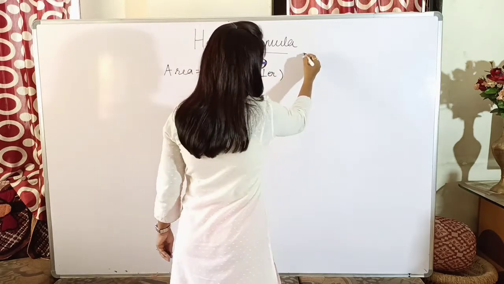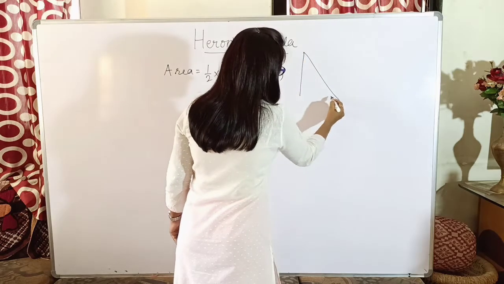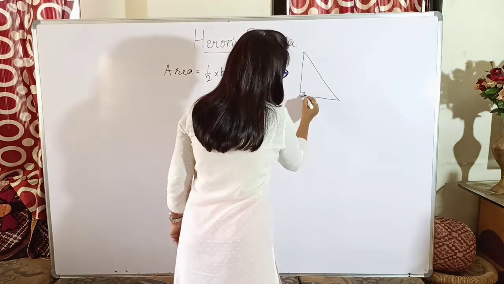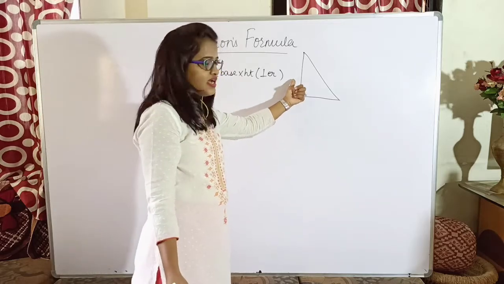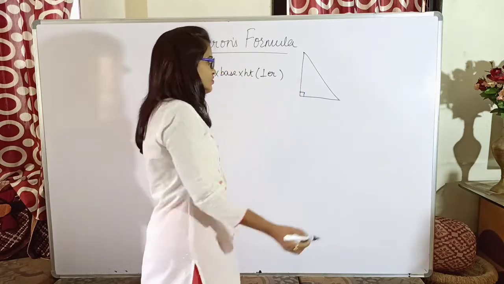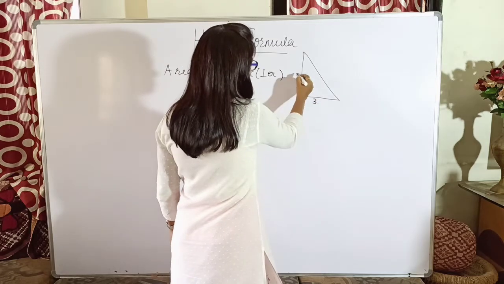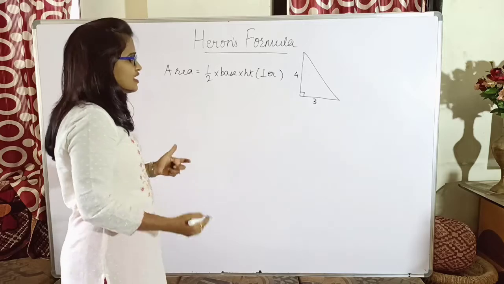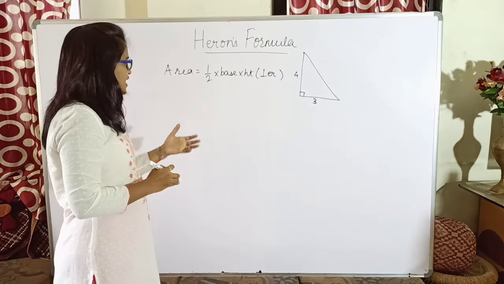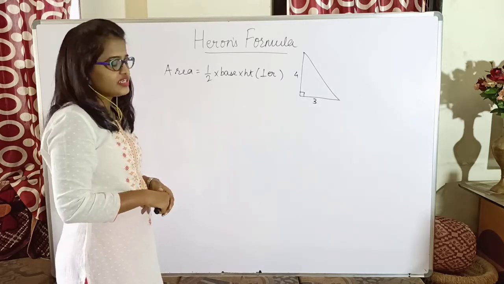So for example, if I draw a right angle triangle, right? So this becomes the base and this is the height. So definitely if I know the values, suppose this is 3 and this is 4, so I can find the area of this triangle, isn't it? So for a right angle triangle, actually I have a formula so I can directly find the area.